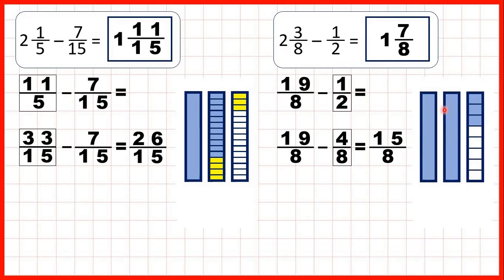Then we had 2 and 3/8, and we needed to subtract 1/2. We changed 2 and 3/8 into 19/8, so into an improper fraction, and we worked out that 1/2 is the same as 4/8. So if we take away 1, 2, 3, 4 of those eighths, that leaves us with 15/8, which is the same as 1 whole and 7/8.